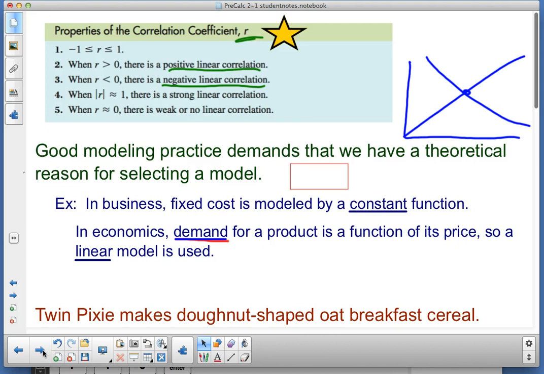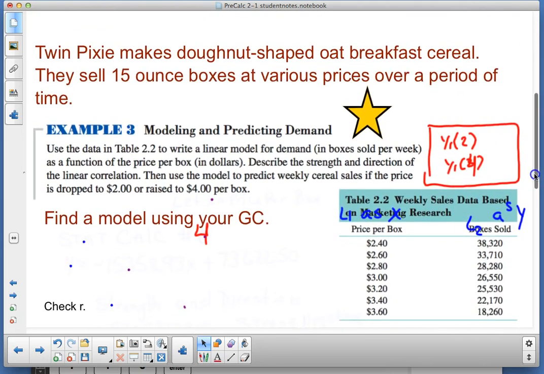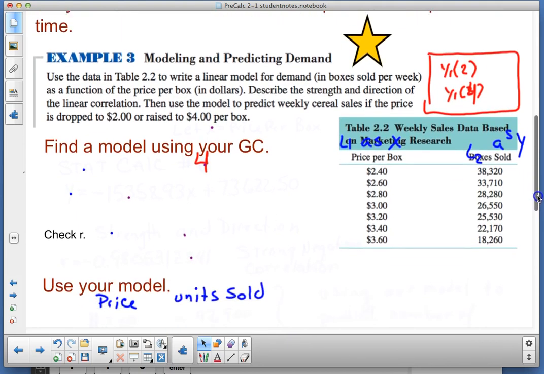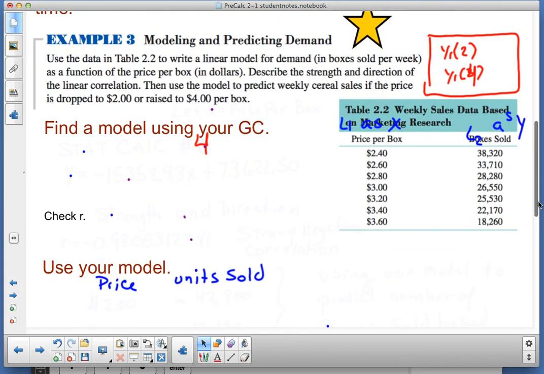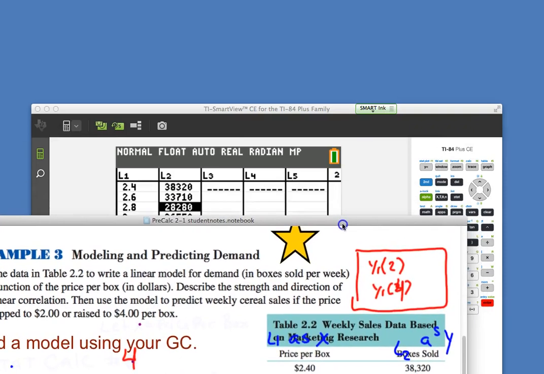Let's talk about Twin Pixie. It makes donut-shaped oat breakfast cereal. They sell 15-ounce boxes at various prices over a period of time. We have a modeling and prediction model. What I want you to do is take your calculator out, and I'll get my calculator here. I've got it hidden back here.